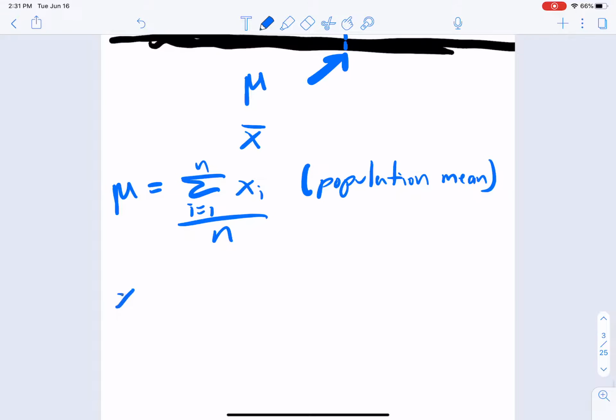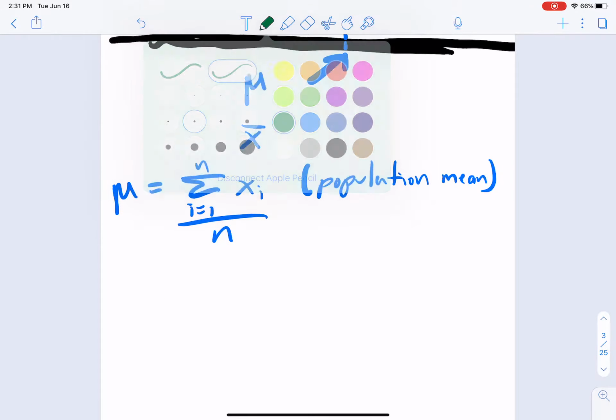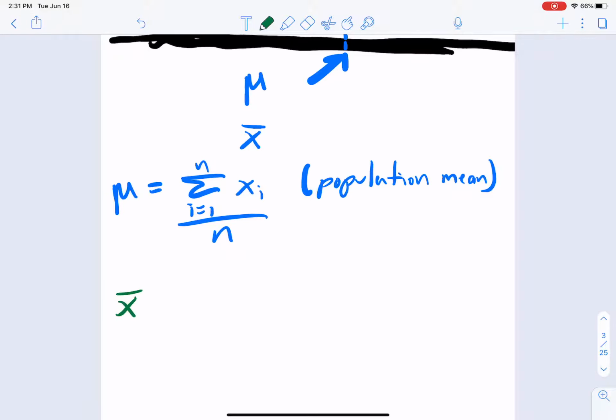Or if we're working with a sample, and I'll do it in a different color here too, because oftentimes we do work in samples, instead of mu, we'll use this x bar. It's just an x with a bar over it. But the formula is still the same thing. So this is our sample mean.